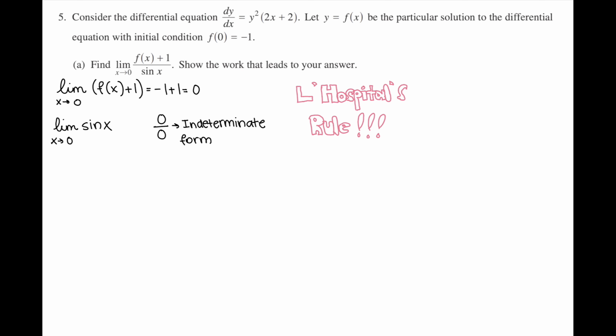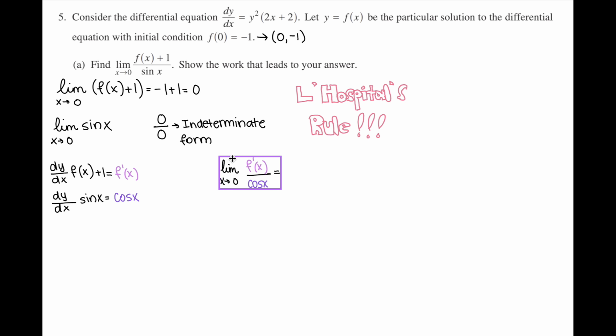To use L'Hopital's rule, we will be taking the derivative of the top and the bottom independently of each other. Here, the derivative of f of x plus 1 is f prime of x, and the derivative of sine x is cosine x. Before we move on any further, I do want to clarify that another way of writing this initial condition would be (0, -1), which is essentially just a coordinate point, where x corresponds to 0 and y corresponds to -1. Anyway, once we take the derivative, we are going to be evaluating the limit of f prime of x over cosine x, and once we plug in our 0, we are going to get a value of 2 as our final answer.